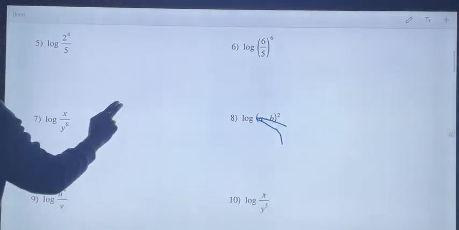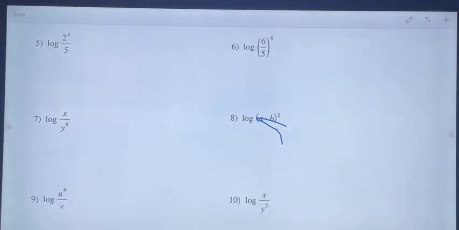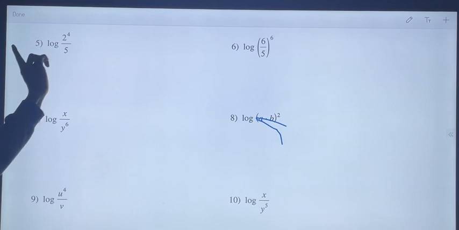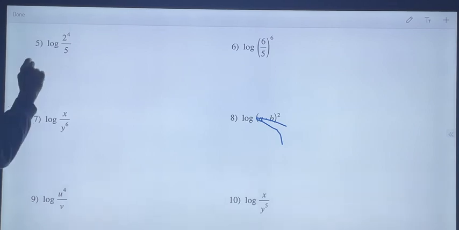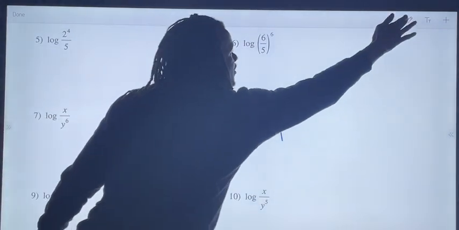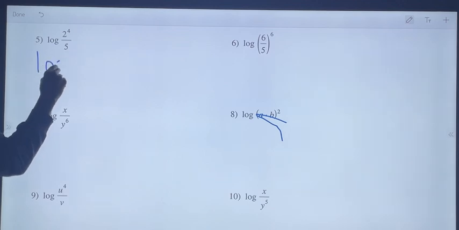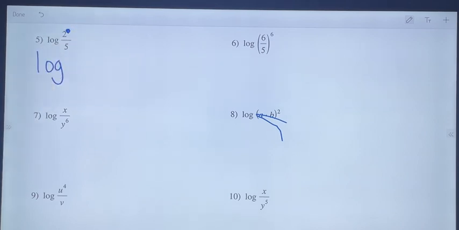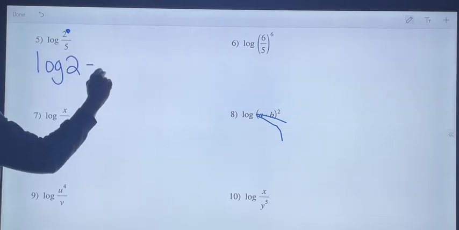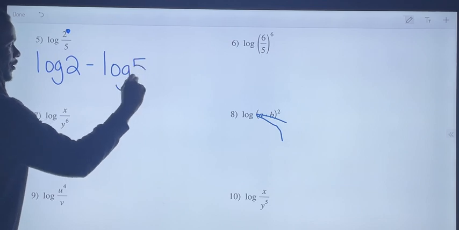First off, you see a fraction, so you know what operation. Subtraction. Bam! So before we even do this, let's do the subtraction first. So it'll be log. Are we still doing the 4? No, do that last. Don't mind this right now. Log 2 minus log 5? Now, perfect.